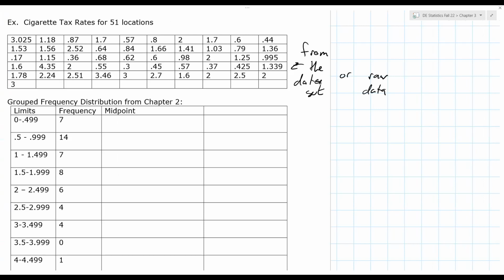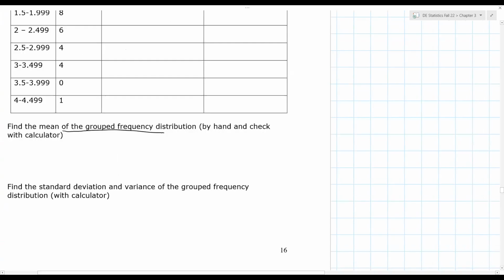It could also say of the frequency distribution, of the grouped frequency distribution. If it says of the frequency distribution, then that means you use the data from the frequency distribution. So it could ask you both of those questions, and those two answers are going to be slightly different. You will get a different average if you use the actual data than you will if you use the frequency distribution. I know that, and that's okay.